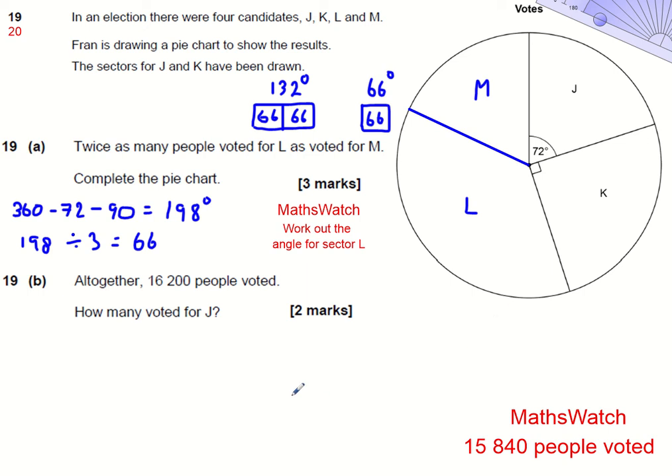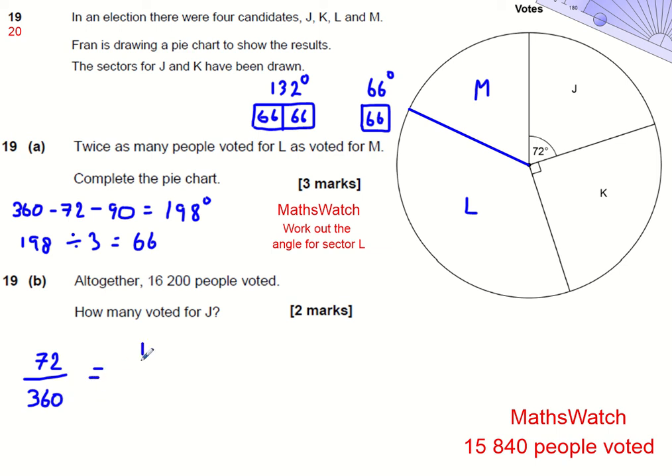Part B. Altogether, 16,200 people voted. How many voted for J? So we need to work out what fraction of this circle is being represented by J, which means that we've got 72 degrees out of a total of 360. If you write as a fraction 72 over 360, you can actually simplify that fraction down. Your calculator will do this easily. You can do 72 divided by 360. You'll get an answer of 0.2.